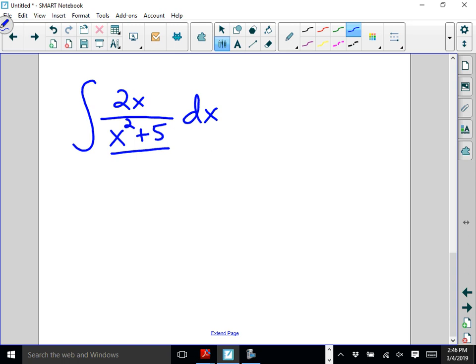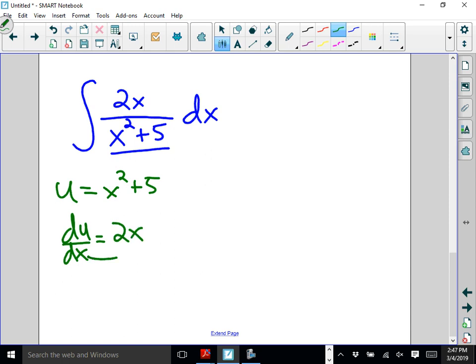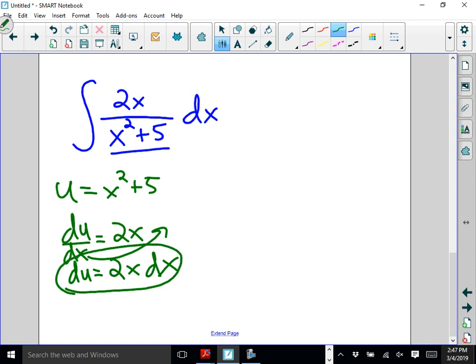Okay. So what I want to do here is I want to choose my u to be x squared plus 5. du dx then, the derivative of u with respect to x is simply 2x. And again, I'm going to move this dx over here, and I get du equals 2x dx. Now when I get here, I notice that du perfectly matches the 2x and the dx that's showing up in this problem.